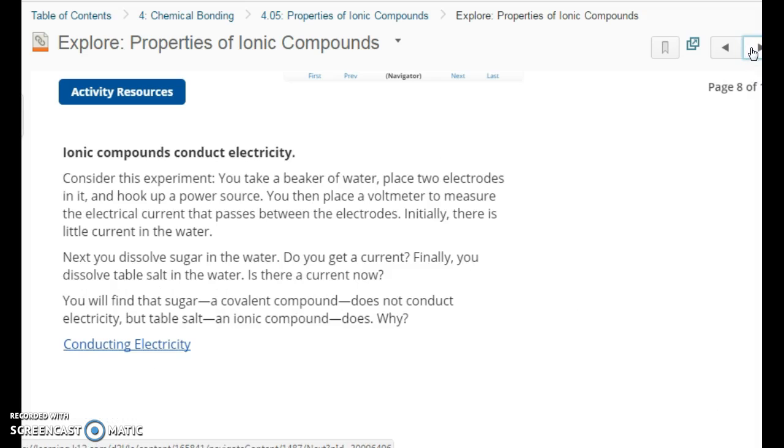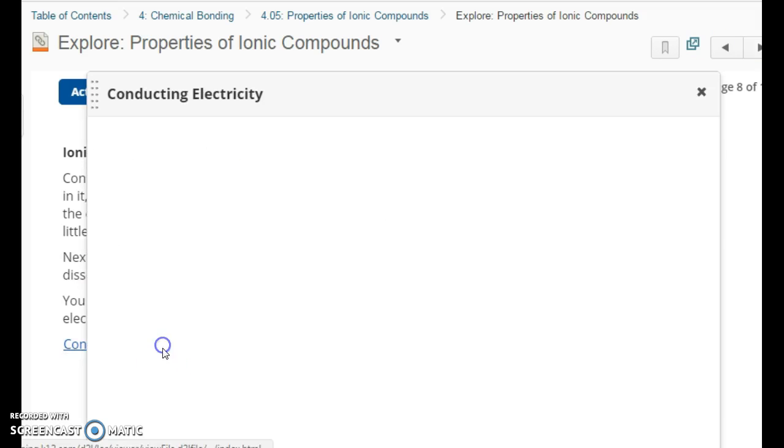Ionic compounds conduct electricity. Consider this experiment. Take a beaker of water, place 2 electrodes in it, and hook up a power source. Then you place a voltmeter to measure the electric current that passed between the electrodes. Initially, there is little current in the water. Next, you dissolve sugar in the water. Do you get a current? Finally, you dissolve table salt in the water. Is there a current now?